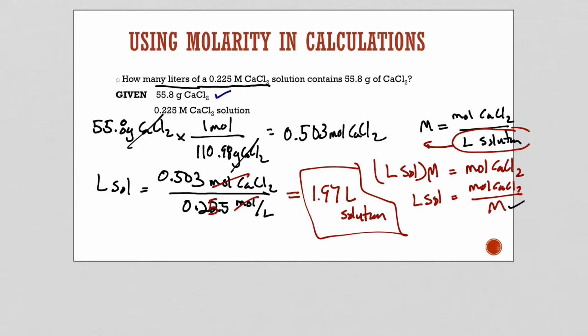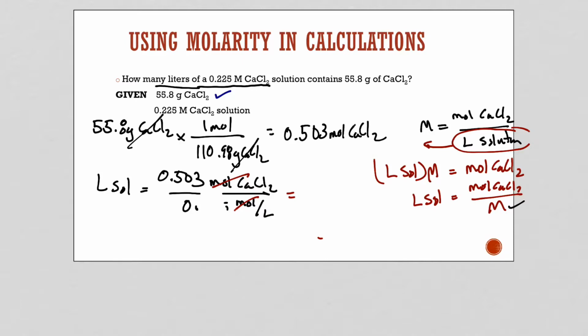Here, let's go back here a second. I think I made a mistake in my calculation here. I punched the wrong number into my calculator when I was doing this. So let me just rewrite this here. So we have 0.225. I think I punched 0.255 into my calculator. So let's try this again. So 0.503 divided by 0.225 equals 2.24 liters of solution.